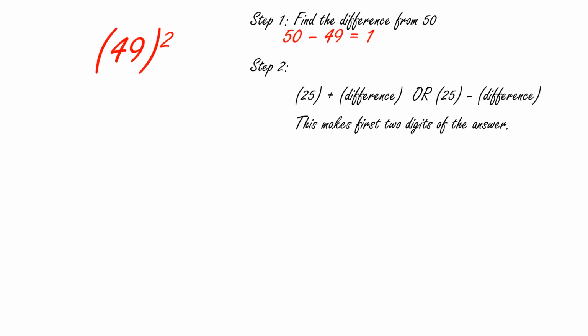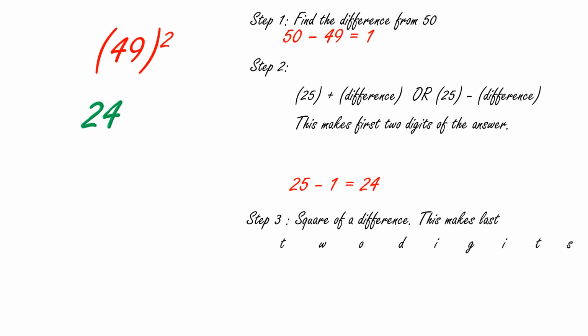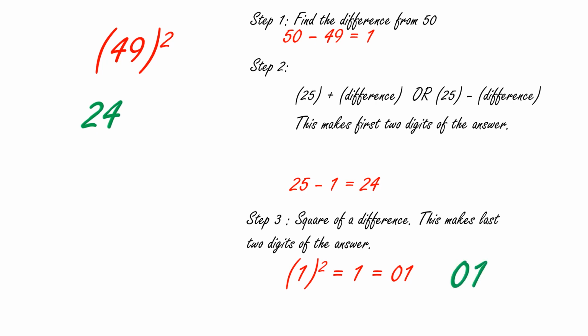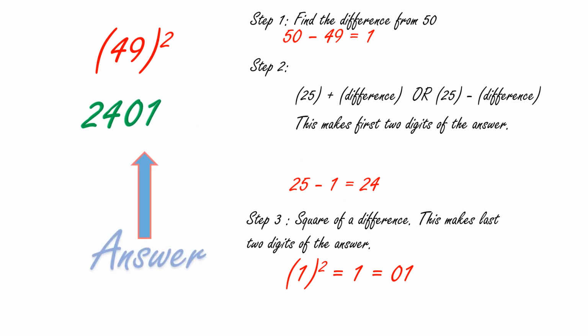Now add or subtract this difference from 25. That's my step 2. If the number is less than 50, subtract. 49 is less than 50, so 25 minus the difference 1 is 24. 24 makes the first part of my answer. Now, square the difference. The difference is 1, which we found in step 1. Square it, it will give you 1. Write it in 2 digits, so write 0, 1. That is the second part of my answer. So 2401 is the answer for 49 square.